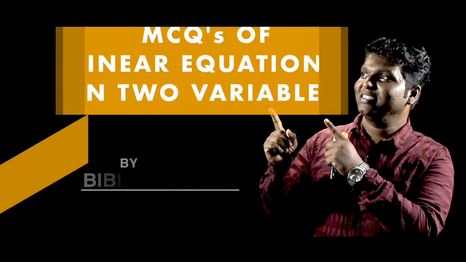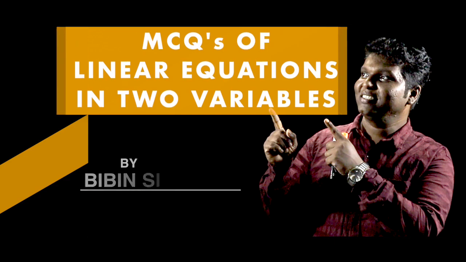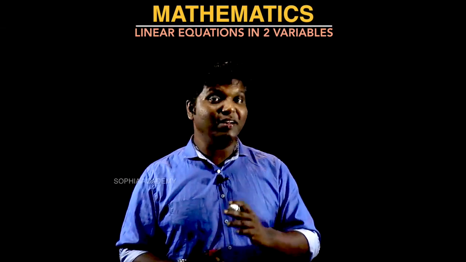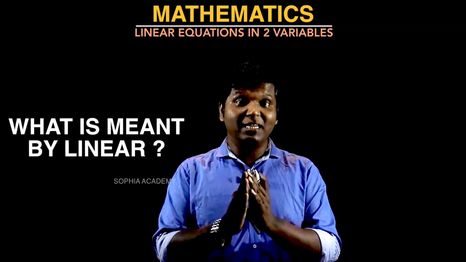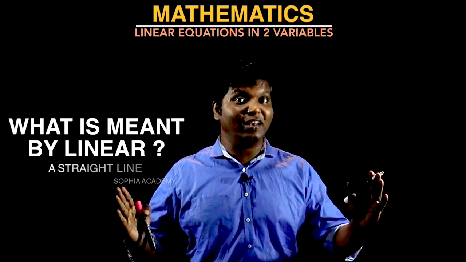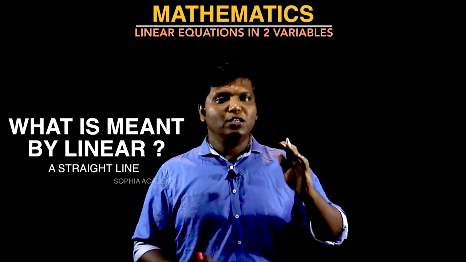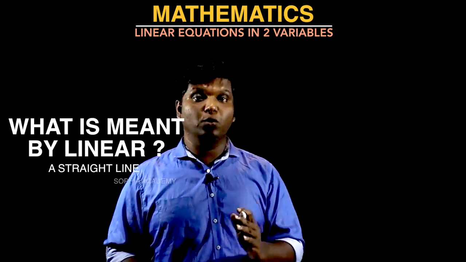And today we are going to discuss the MCQ sections of the chapter Linear Equations in Two Variables. So students, as I told you, we are going to discuss linear equations in two variables. What does it mean by linear? Linear means a straight line, right? A straight line. So, linear equation in two variables.